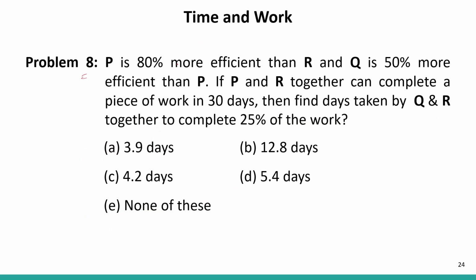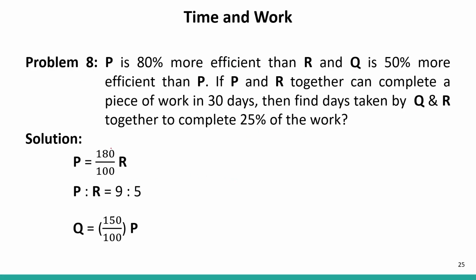So P is 80% more efficient than R, and Q is 50% more efficient than P. So if P and R together can complete a piece of work in 30 days, then find the days taken by Q and R together to complete 25% of the work. Okay. So let's see which among these 5 is actually correct.